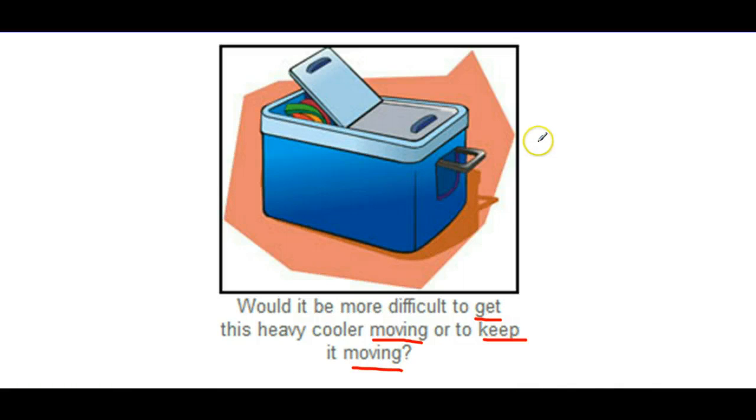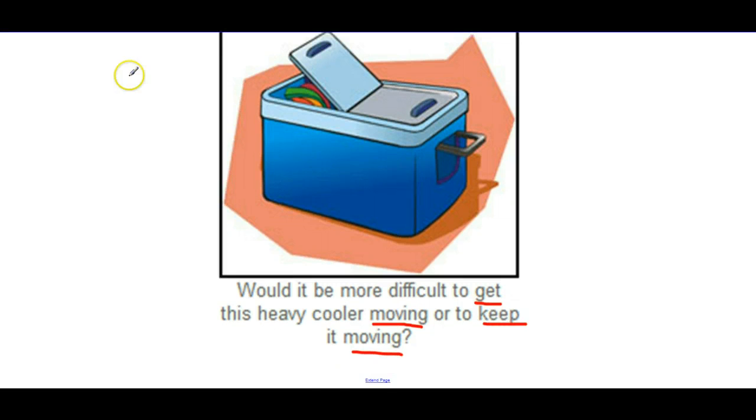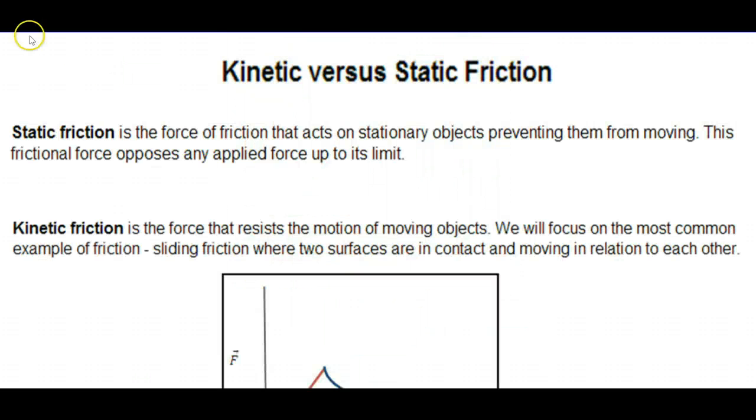And so my question to you is, is it more difficult to get something moving from rest, or is it more difficult to keep something moving once it's already moving? So here we go. Static friction is the force of friction that acts on stationary objects, preventing them from moving. So something that's at rest, how do we overcome that amount of friction to get it moving? And then kinetic is the force that resists motion of moving objects.